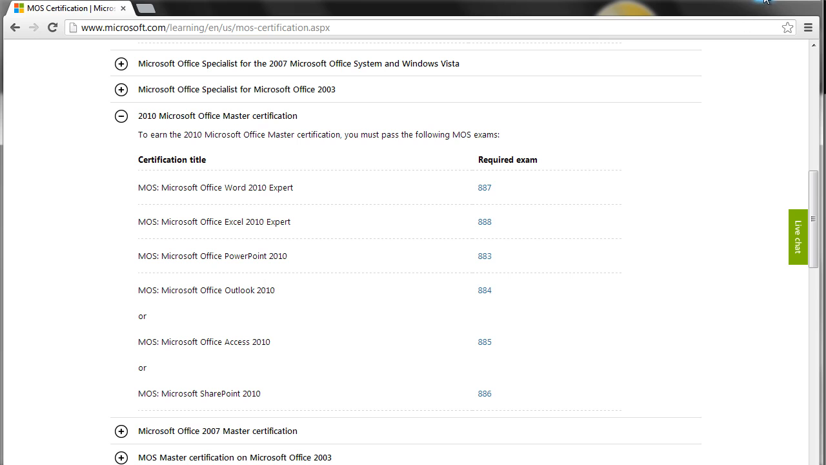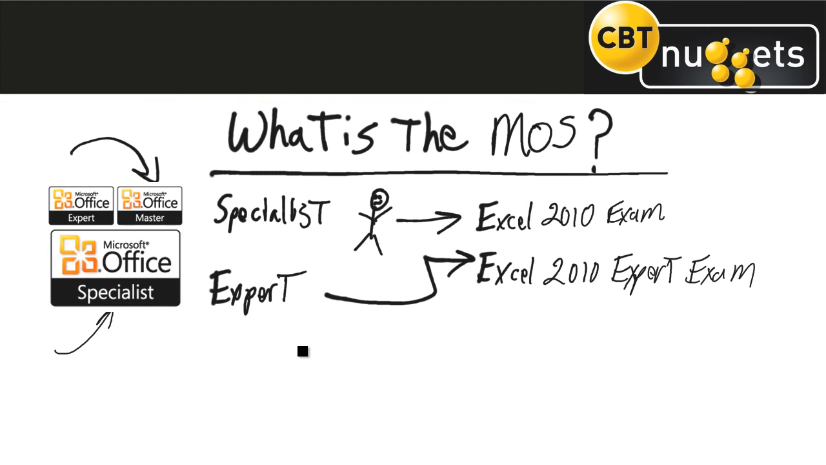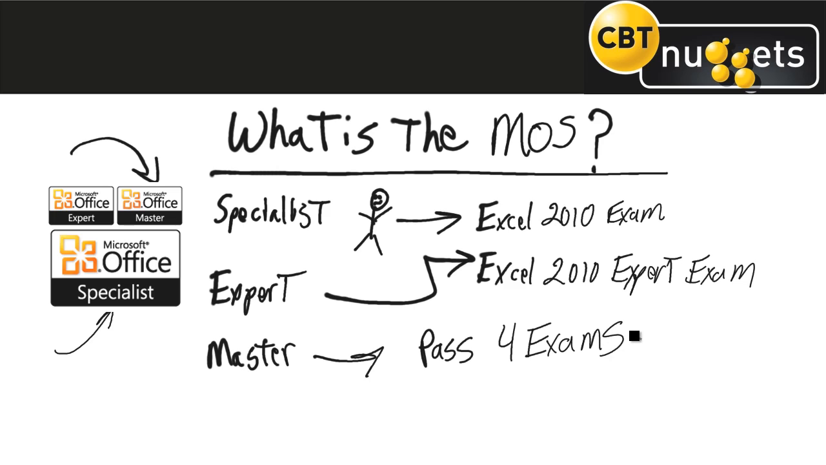So let's come back over here just to kind of remind ourselves. The last thing, if I want to become a master, you need to pass four exams. And of course, two of them are expert exams. So there it is, the Microsoft Office Specialist and Expert and Master in a nutshell here at CBT Nuggets.